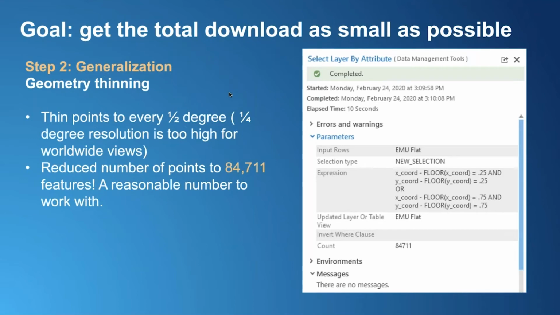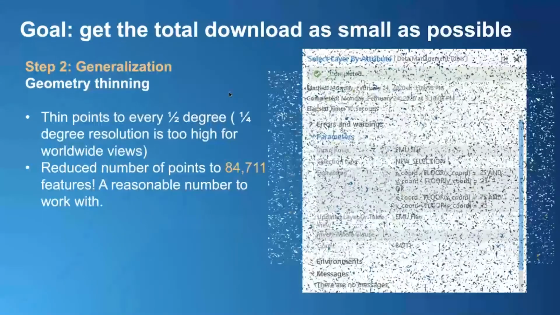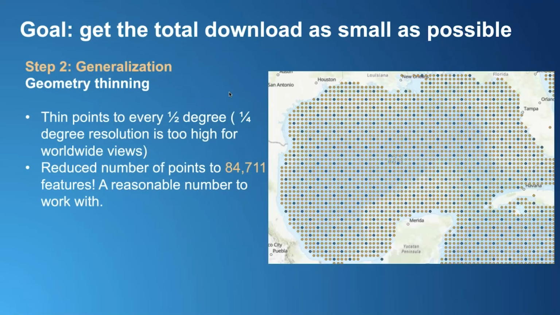And just by doing that, using the select by layer by attribute, and you can see that expression there using the coordinates off to the right here in this slide. Just by doing that, we reduced the number of points down to 84,000. We know we can work with that many features, depending on attributes, of course. So we went ahead and exported that layer.